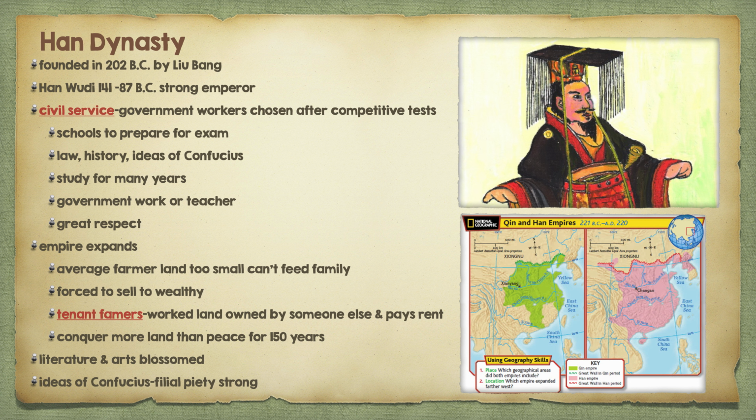Okay, and so Han Wudi is the most famous, strongest emperor of this dynasty, and he gets a lot of credit for making some changes. One thing is civil service exams. Remember, we had foreshadowed earlier the ideas of Confucius becoming very popular, and he did not like that there were a lot of people unqualified in the government who had just gotten their jobs by aristocrats passing it down.